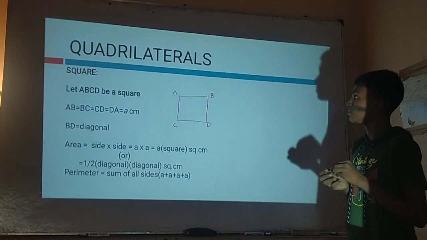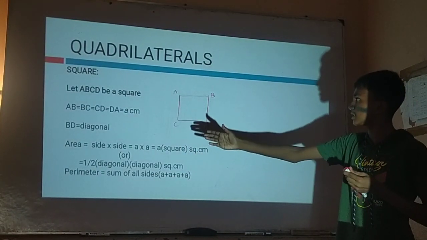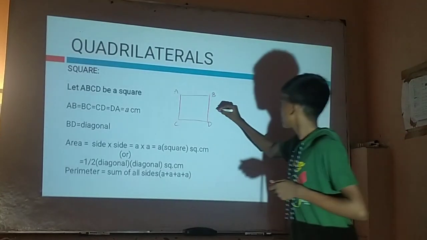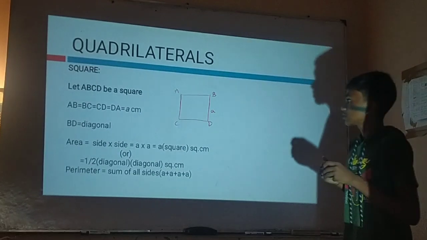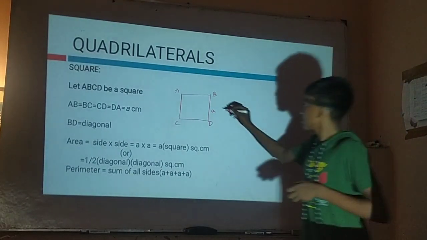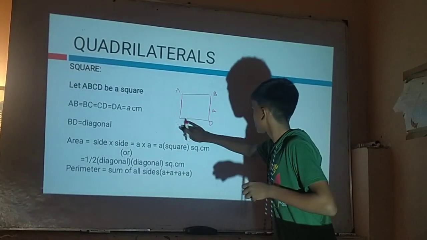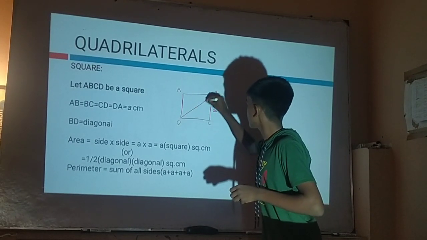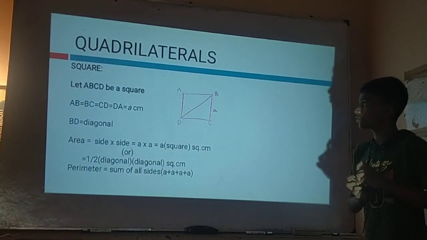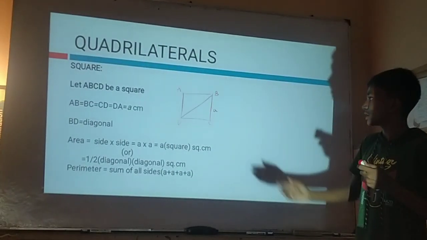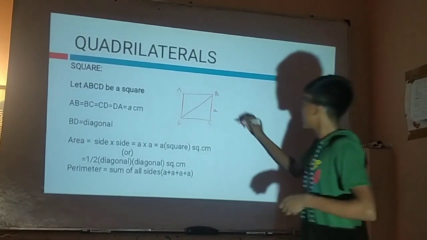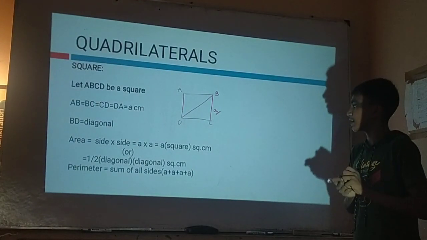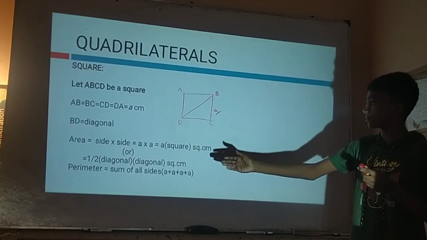Such that AB is equal to BC is equal to CD is equal to DA, which can be considered as A centimeters, where BD is the diagonal. So the area of the square is side into side, or since we have kept A for a side, we can say A into A or A square.